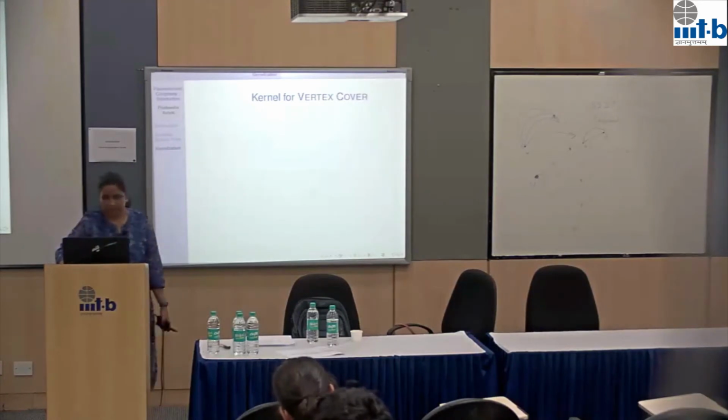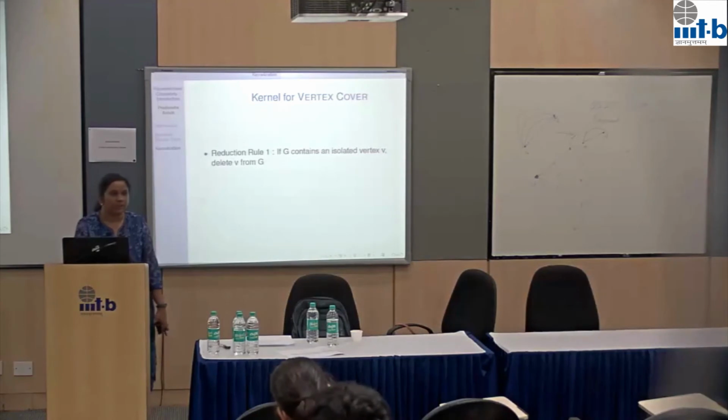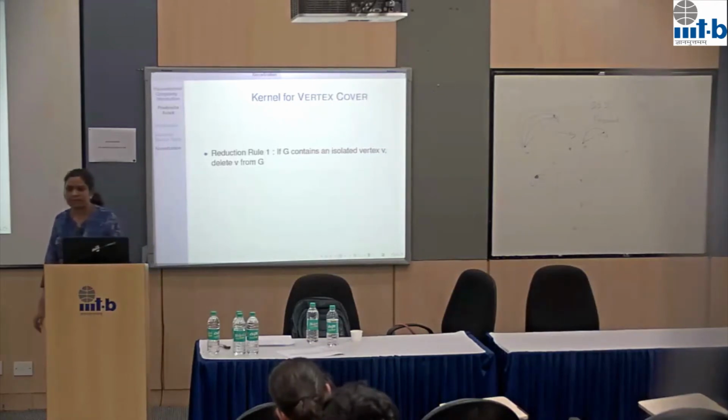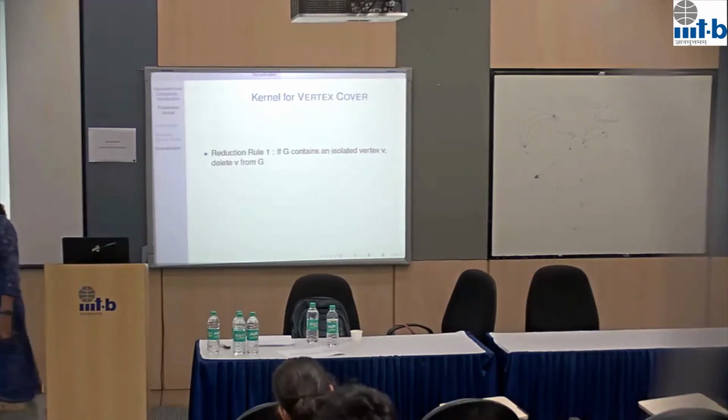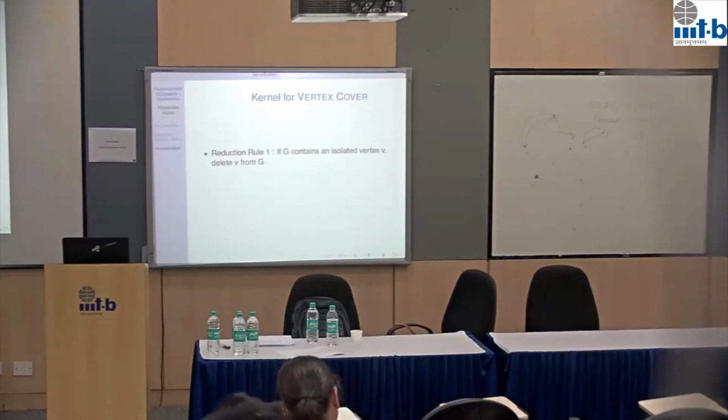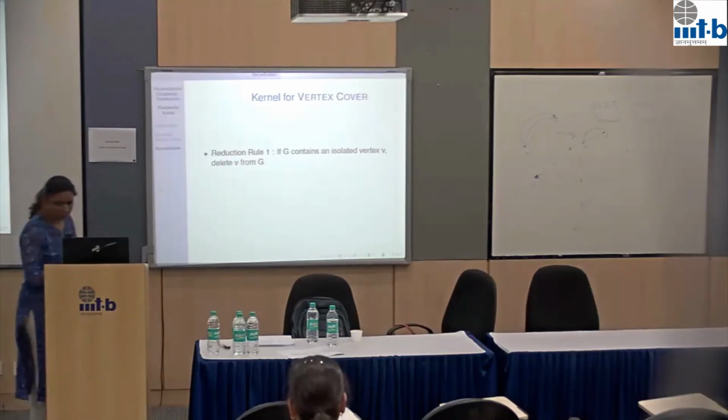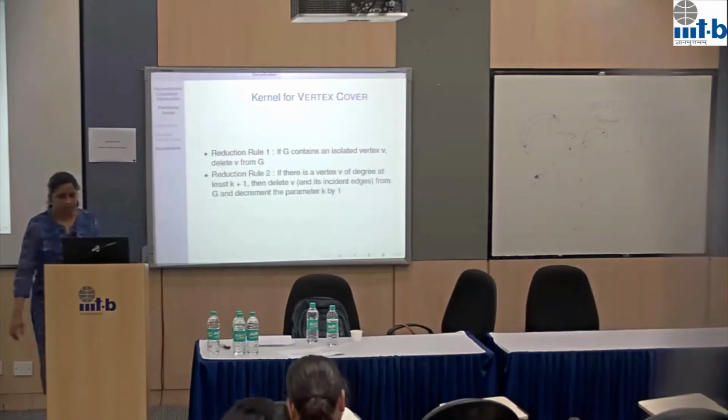Okay. So just vertex cover. These are the reduction rules. The first one is: if G contains an isolated vertex v, delete v from G. What do you mean by an isolated vertex? A vertex with no edges, right? Then delete it. This is trivial. Next is this.